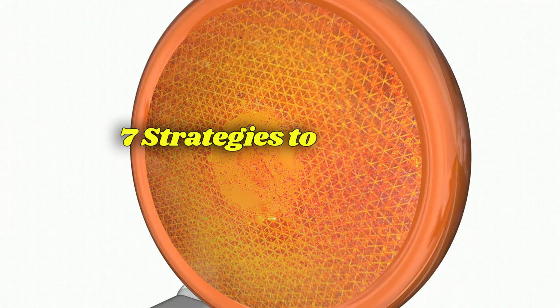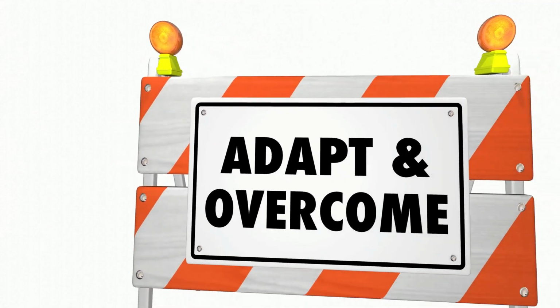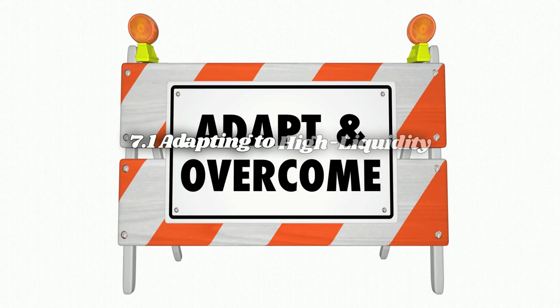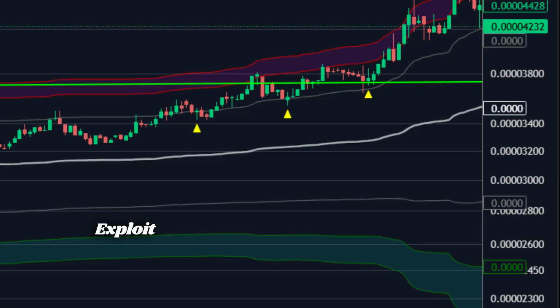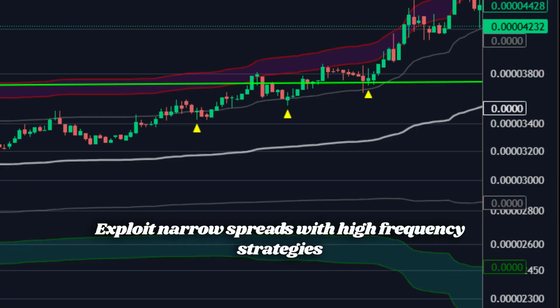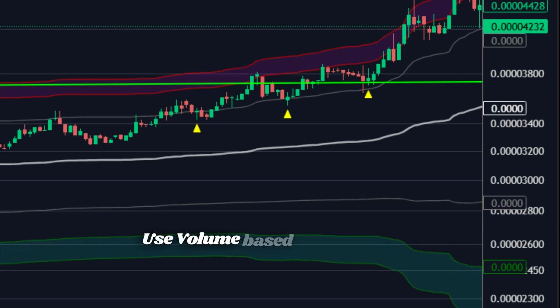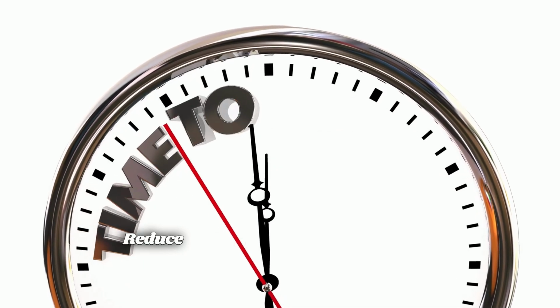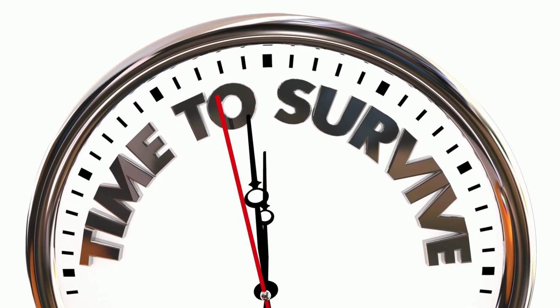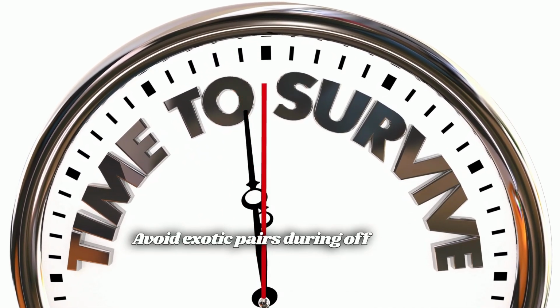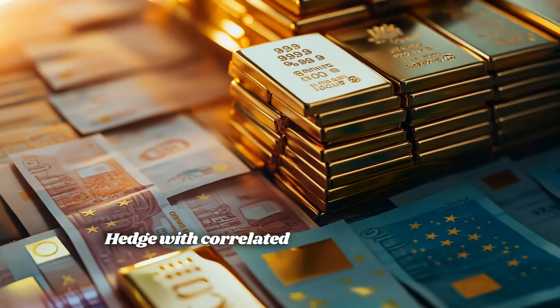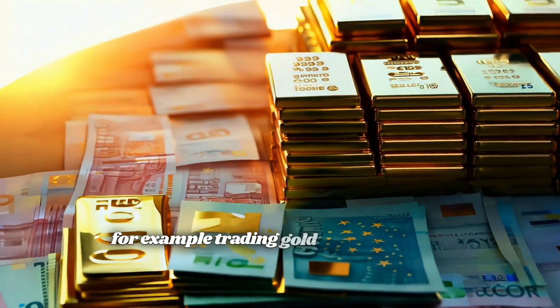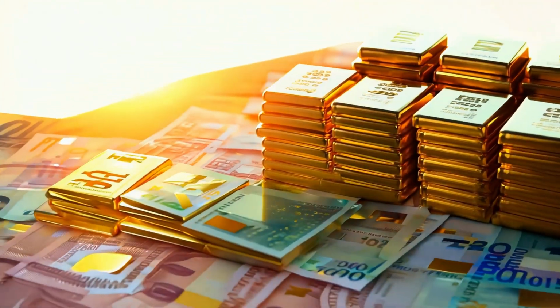7. Strategies to navigate liquidity conditions. 7.1 Adapting to high liquidity environments. Exploit narrow spreads with high-frequency strategies. Use volume-based indicators, for example, VWAP, to confirm trends. 7.2 Surviving low liquidity conditions. Reduce position sizes to manage risk. Avoid exotic pairs during off hours. Hedge with correlated liquid instruments, for example, trading gold as a USD hedge.